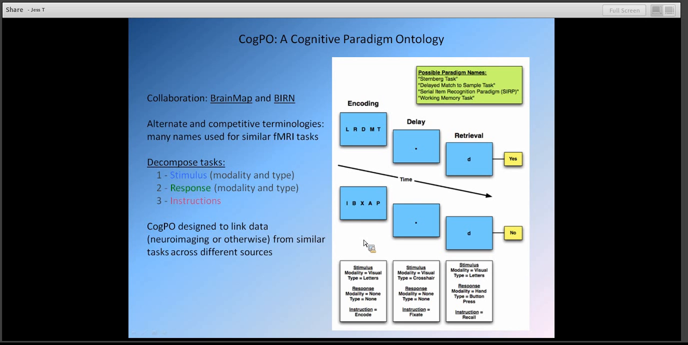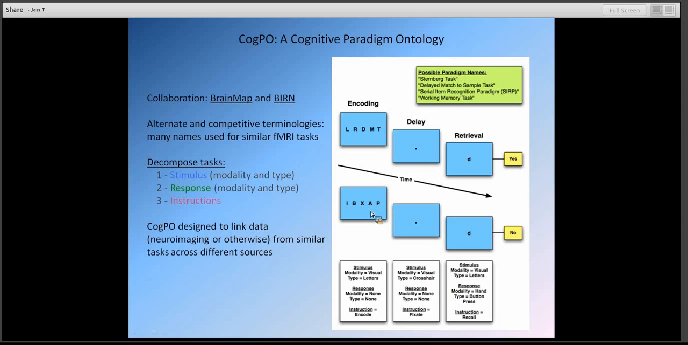It might be digits. The response, then, is either no response or you have to push a button, in an fMRI, to say yes or no. And of course, you're doing different things during these conditions. Here, you're looking at the items and trying to remember them for later.